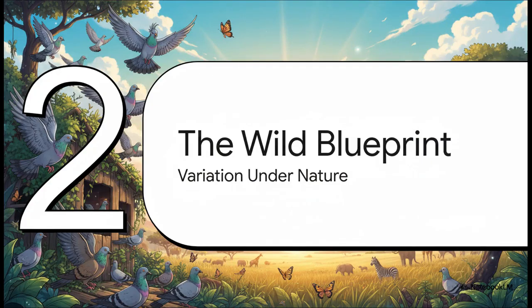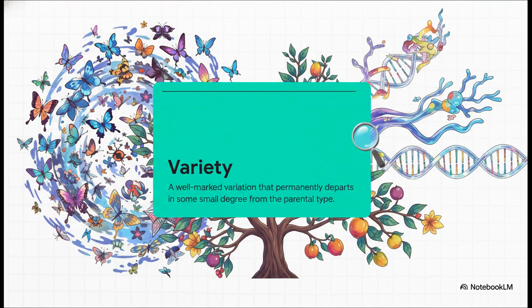Part 2. The Wild Blueprint. Variation under Nature. Let's see how this builds. So we know we can act as the selecting force. But does this happen out there without us? Well, we're leaving the pigeon coop and heading out into the untamed wilderness.